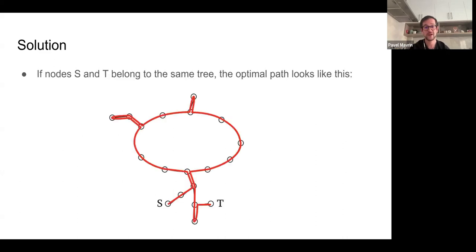Okay, that's not all. The second case is when these nodes S and T belong to the same tree. If the nodes S and T belong to the same tree, then an optimal answer will look like this. So it's similar, but not exactly. So what will happen here? I visit all the edges twice, except two parts: except the cycle, all the edges on the cycle will be visited only once, and except the path from S to T.